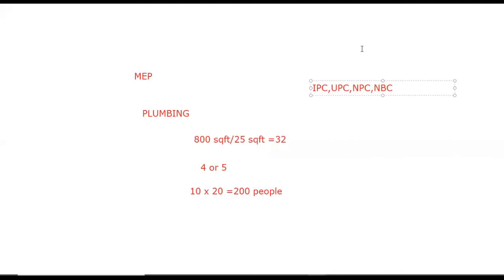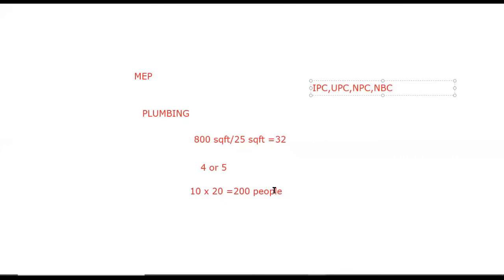IPC in the sense International Plumbing Codes, UPC in the sense Uniform Plumbing Codes, then NPC in the sense National Plumbing Codes, NBC in the sense National Building Codes. International plumbing codes, uniform plumbing codes, national plumbing codes, national building codes. From these, we are going to get the minimum required information related to plumbing design.